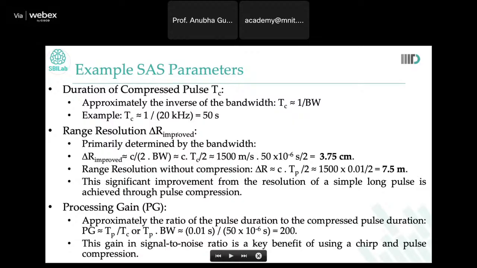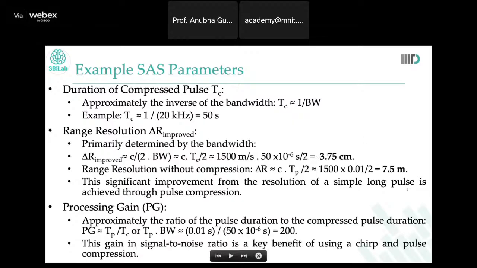Now, what is the improved range resolution, delta R? Initially, without this pulse compression concept, delta R was equal to C into TP by 2, where TP was the rectangular pulse duration, which gives 7.5 meters. But this time it is determined by TC, which is much smaller than TP. TP was only 0.01 second, whereas TC is equal to 50 microseconds. So if you do C into TC by 2, this time you are getting a range resolution of 3.75 centimeters.